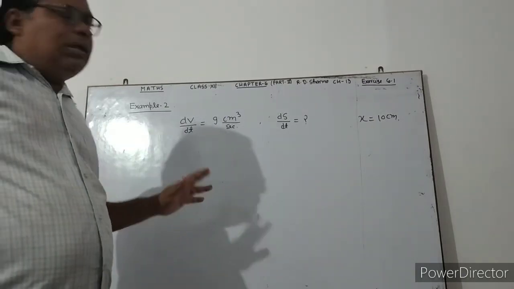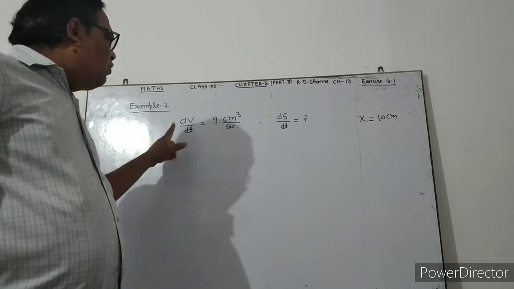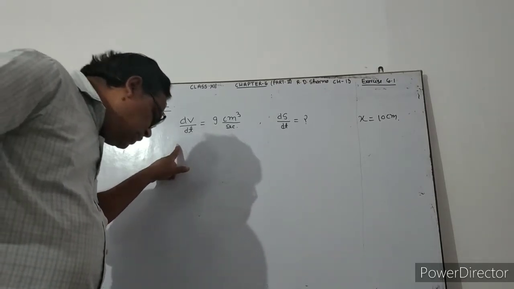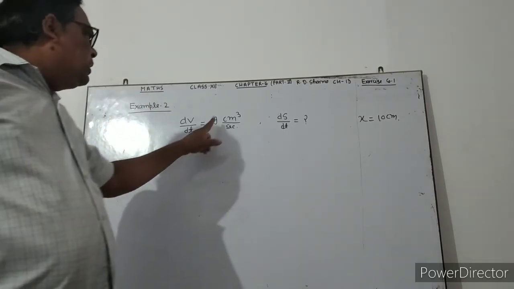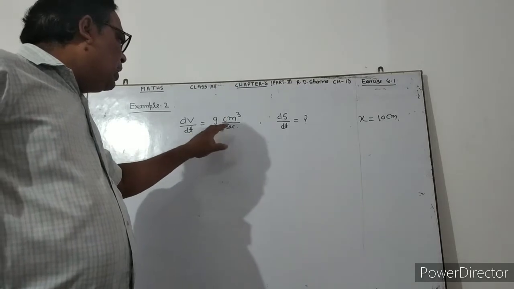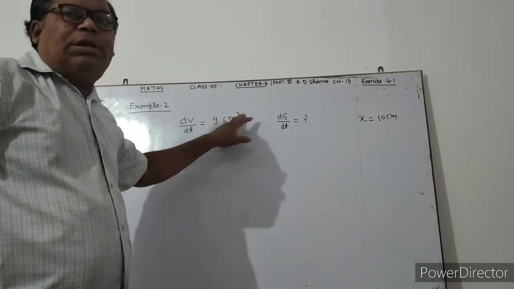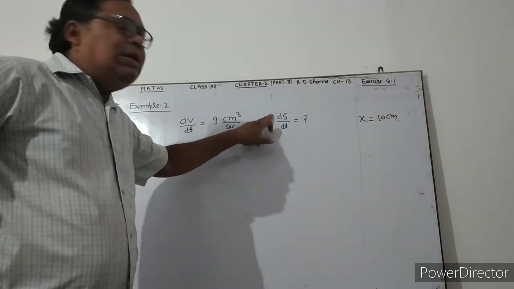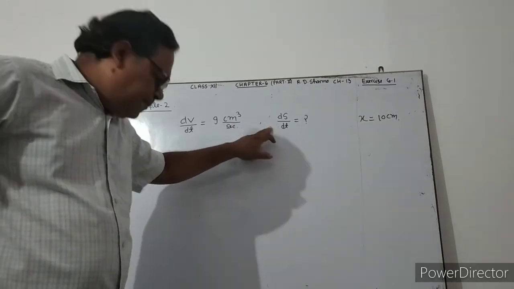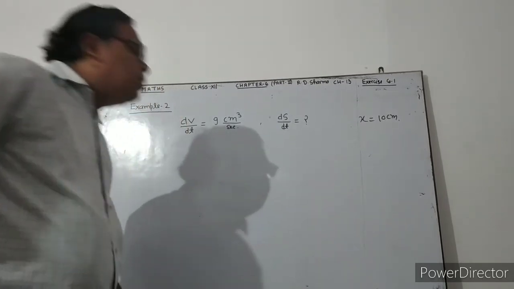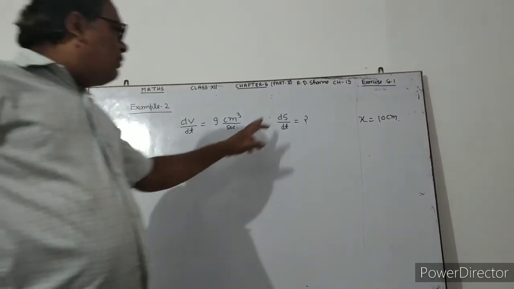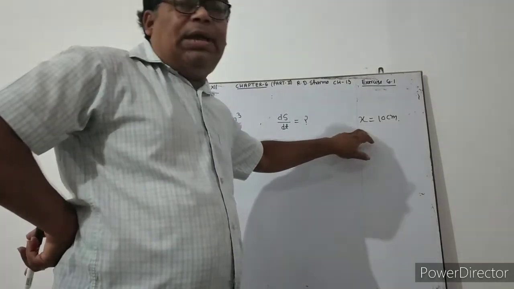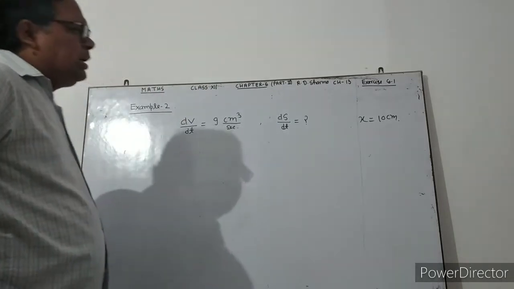Now, you understand what is the question? It is given the change in the volume is 9 centimeter cube per second. And what is the question? What is the change in the surface area of the cube? And given that at that time the edge is 10 centimeter.